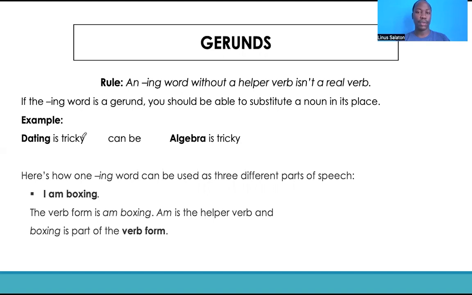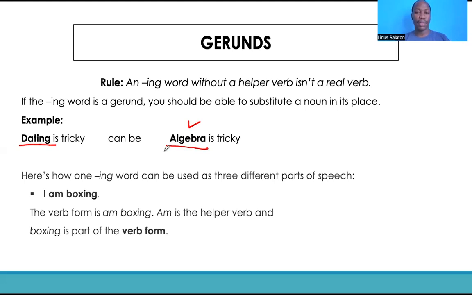For gerunds to occur, there are a couple of rules that must be followed and adhered to so that they stand out as gerunds. We'll look deeper into that in our forthcoming slides. As a general rule, an ing word without a helper verb isn't a real verb. So if the ing word is a gerund, you should be able to substitute a noun in its place. For example, you'd say "dating is tricky." You can substitute our gerund here with any other noun and still have meaning attached to it. For example, "algebra is tricky." You can still establish meaning, or the meaning is still consistent.